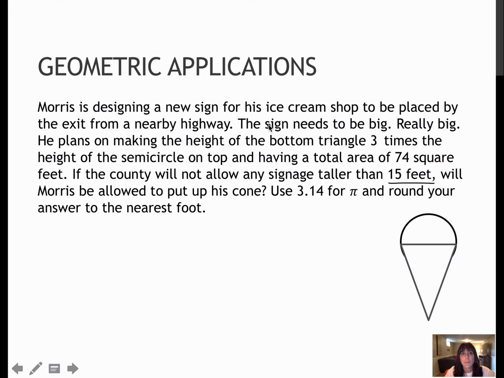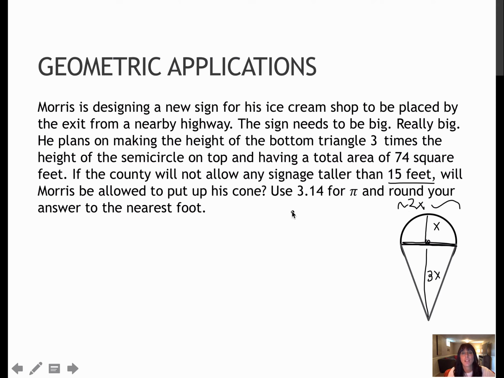So the sign needs to be big. The height of the bottom triangle is 3 times the height of the semicircle on top. So if this distance, which is of course the radius, would be x, then this distance would be 3x because it would be 3 times the height of the smaller. And of course, this distance all the way across would be 2x because it would be 2 radii.